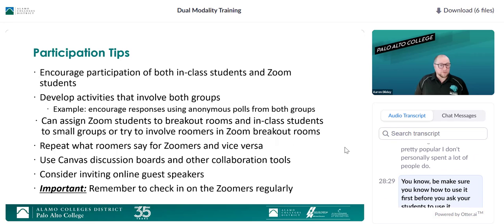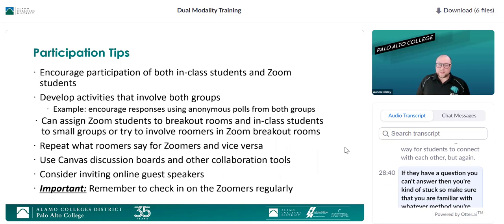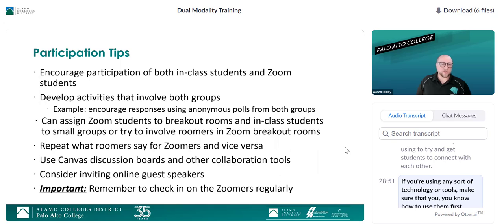Make sure you know how to use it first before you ask your students to use it. Now, those projects can be fun and they can be a great way for students to connect with each other. But again, if they have a question and you can't answer it, then you're kind of stuck. So make sure that you are familiar with whatever method you're using to try and get students to connect with each other. If you're using any sort of technology or tools, make sure that you know how to use them first.